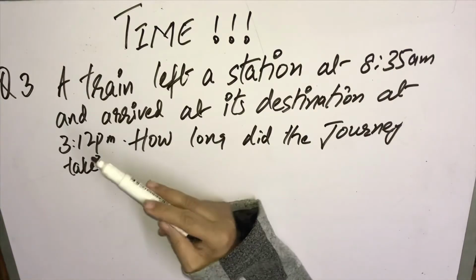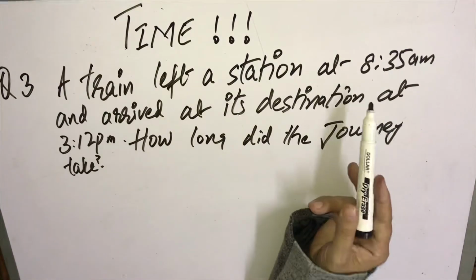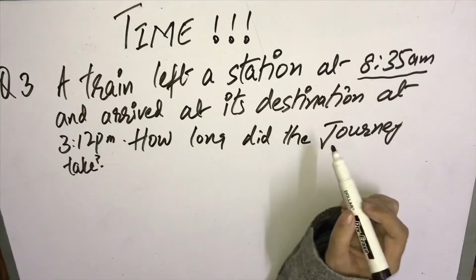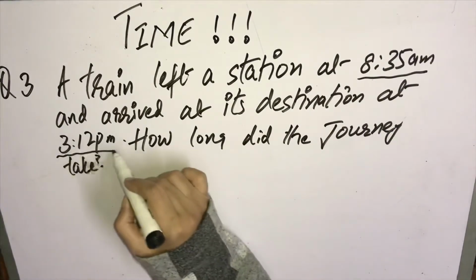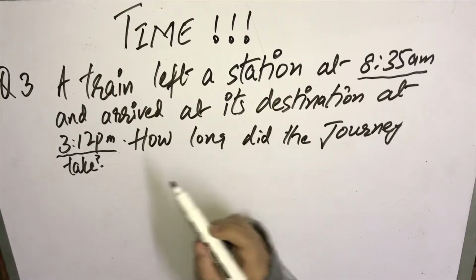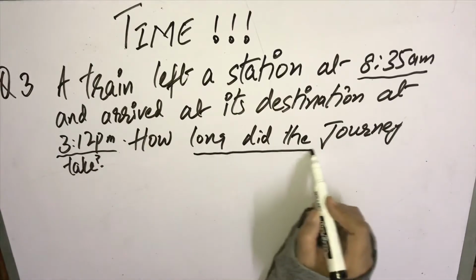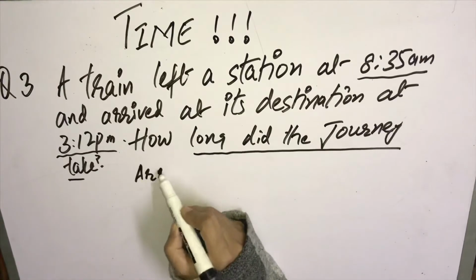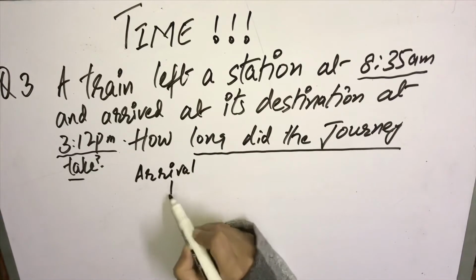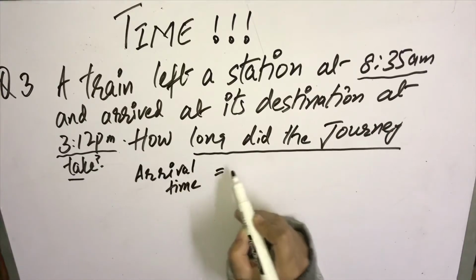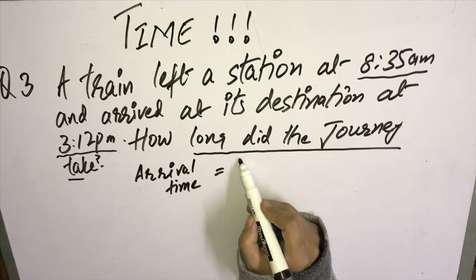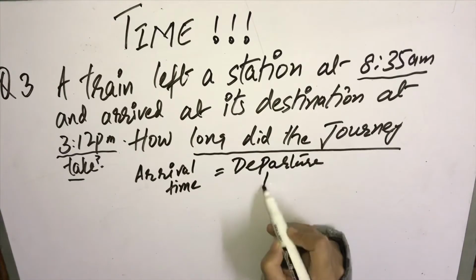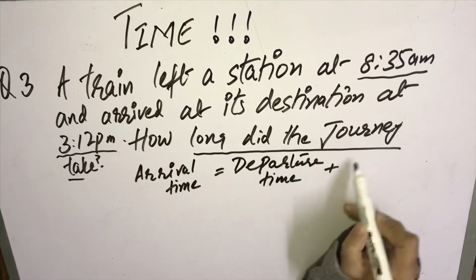My next question is, a train left a station at 8:35 a.m. and arrived at its destination at 3:12 p.m. Arrival and departure both are given. How long did the journey take means we have to find the journey time. So we have to subtract our departure from arrival and we shall have journey time. But I will write the formula in its original form, departure time plus journey time.